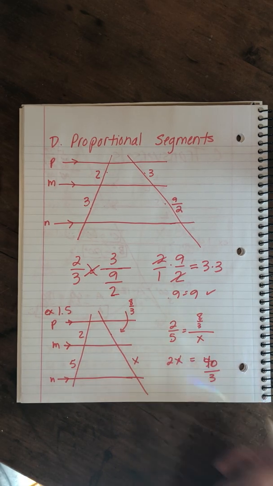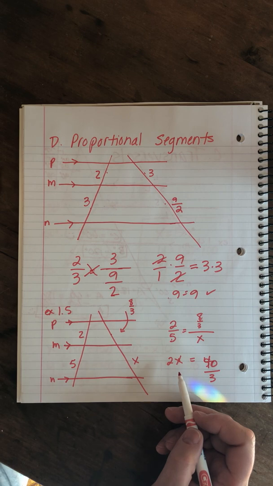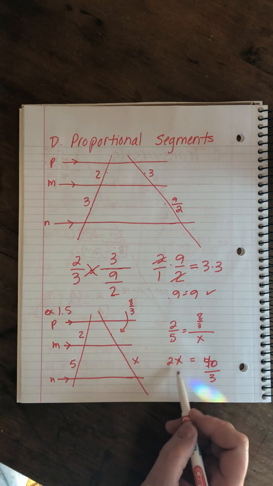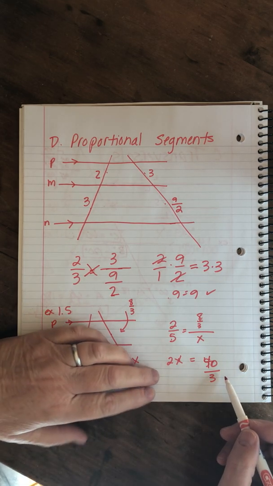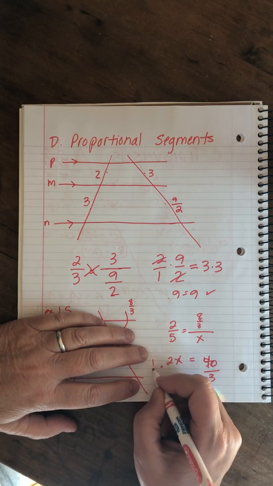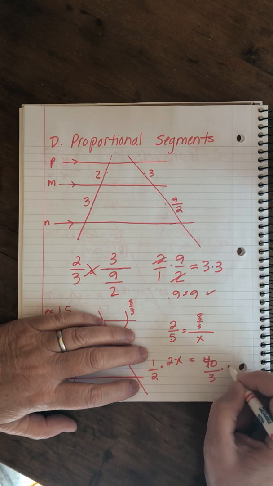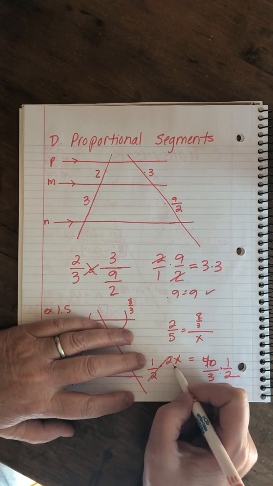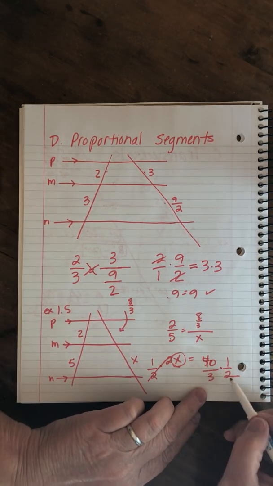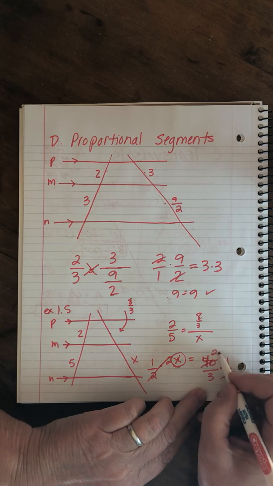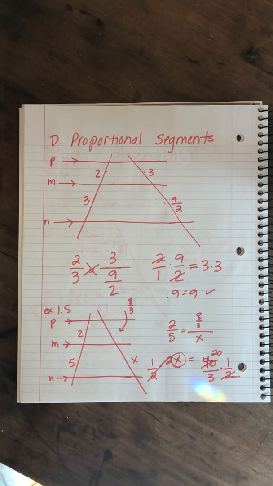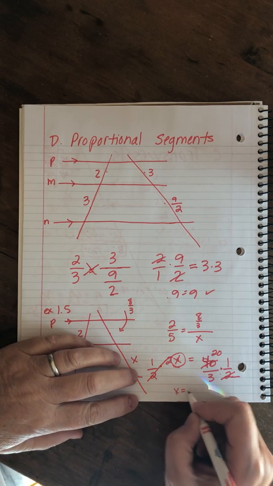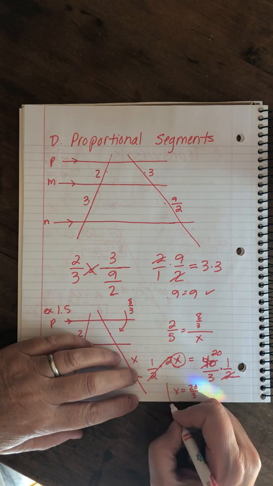And now I need to get rid of this 2. I want to divide by 2, but I can see if I divide by 2 over here, that's going to be a mess. So I'm going to use reciprocals instead. I'm going to multiply by 1/2, and then I'll multiply by 1/2 over here. This cancels. I'm left with the x the way I want it. I'm going to reduce this. I always try to reduce before I multiply. I like to make my numbers smaller before I make them big. So that all cancels, and I get x equals 20 over 3.